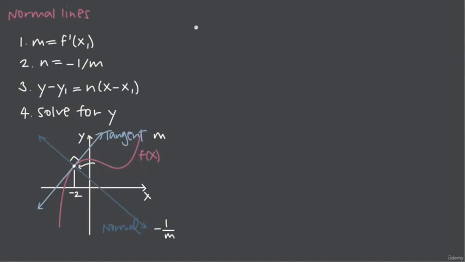Let's say that we have a function, we'll call it f of x is equal to 6x squared plus 3. This is the function f of x we're going to start with. And let's say we want to find the equation of the normal line to this function when x is equal to 1.